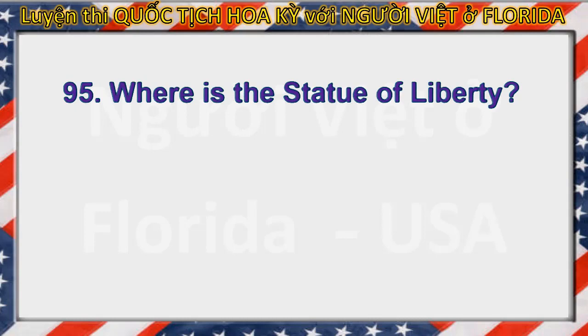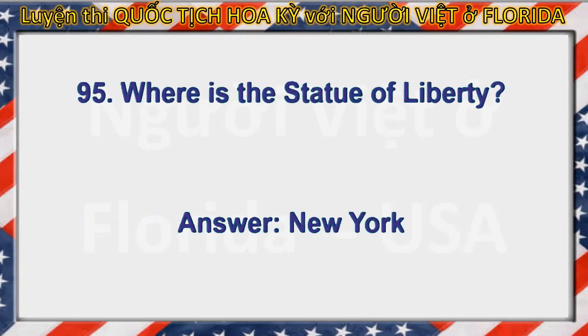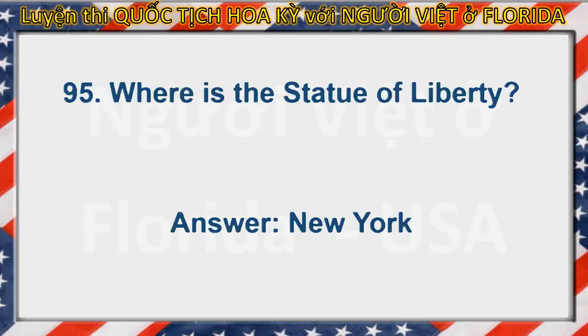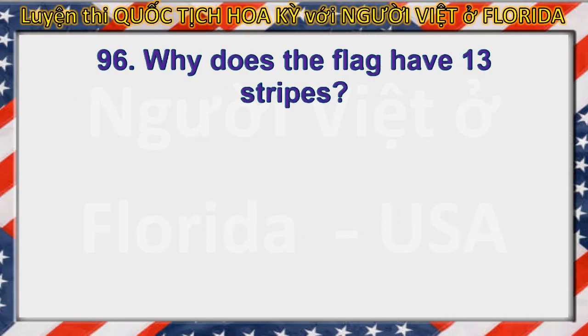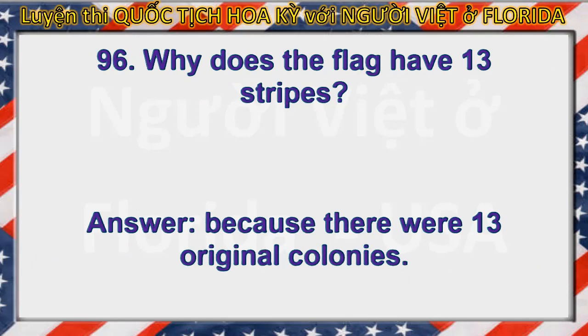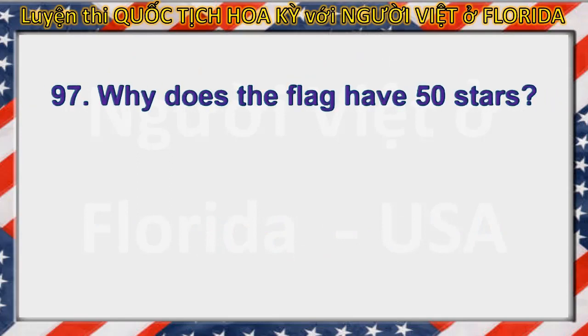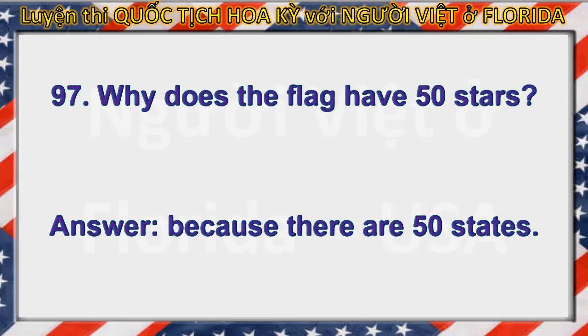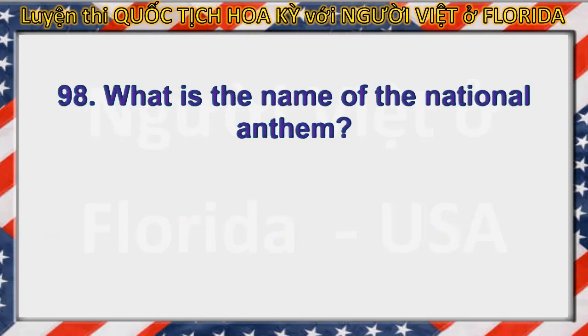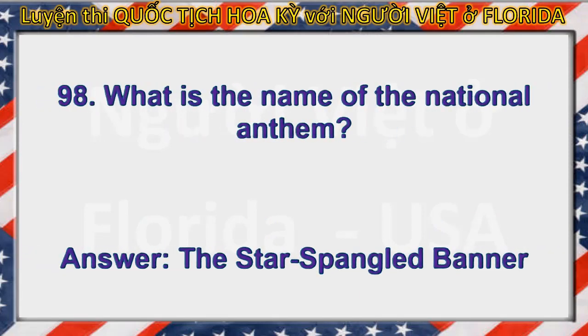Where is the Statue of Liberty? New York. Why does the flag have 13 stripes? Because there were 13 original colonies. Why does the flag have 50 stars? Because there are 50 states. What is the name of the national anthem? The Star-Spangled Banner.